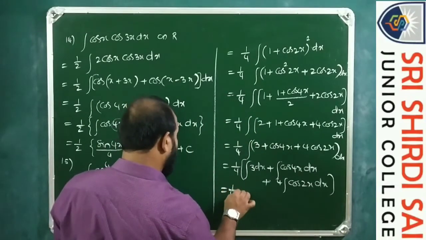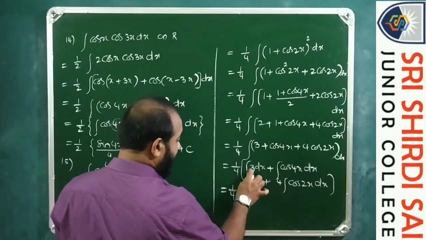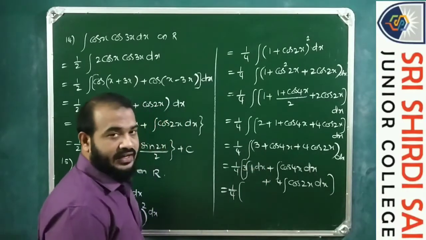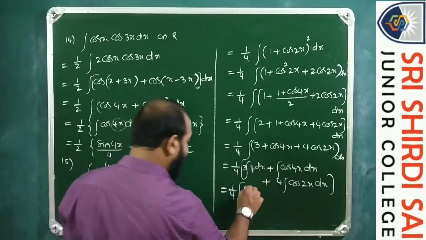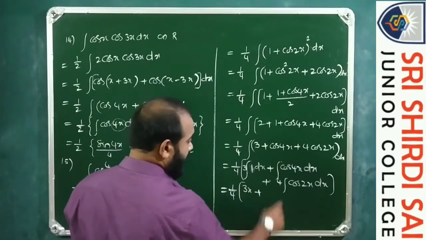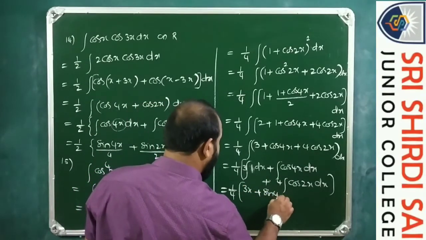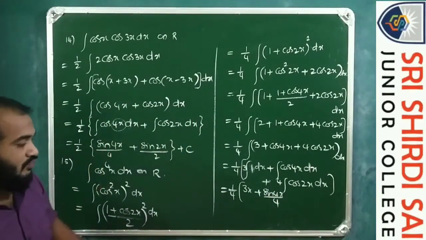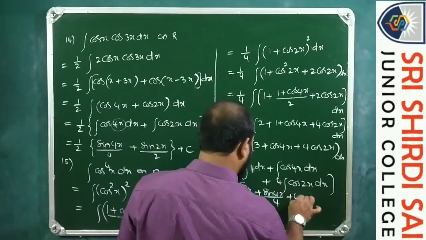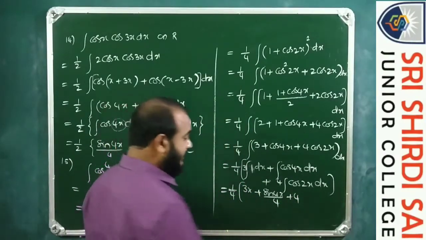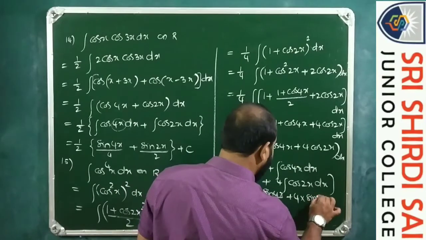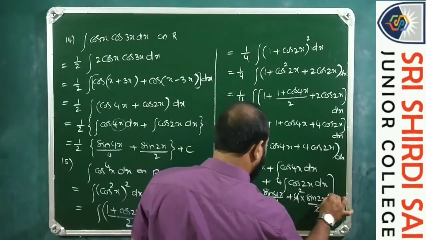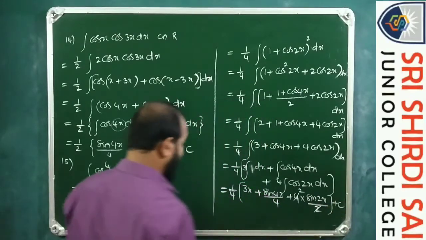So 1 by 4 integral 3 dx is 3 into integral 1 dx. Integral 1 dx is x. So 3 into x is 3x, plus integral cos 4x is sin 4x by 4, which is what we have seen before, plus 4 into integral cos 2x is sin 2x by 2. So 2 times it is cancelled, plus constant of integration c.